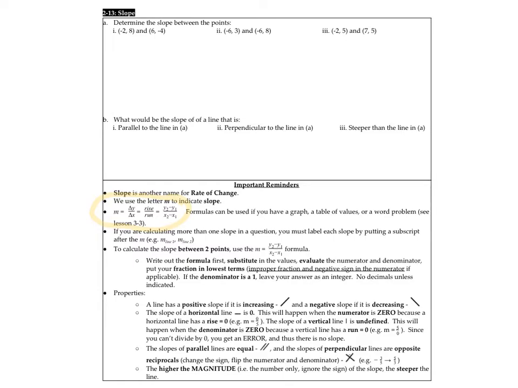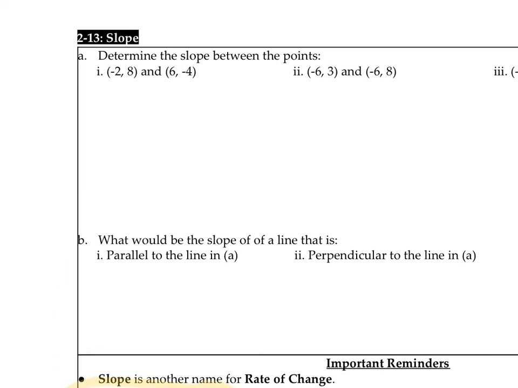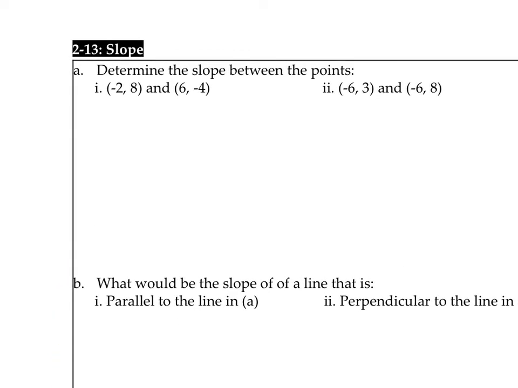So the first thing you need to do when you have a question is to identify the 2 points. So the negative 2, 8 would be your first point. So that's the x coordinate of the first point, and that's the y coordinate of the first point. And in the second point, that's the x coordinate of the second point, and that's the y coordinate of the second point.